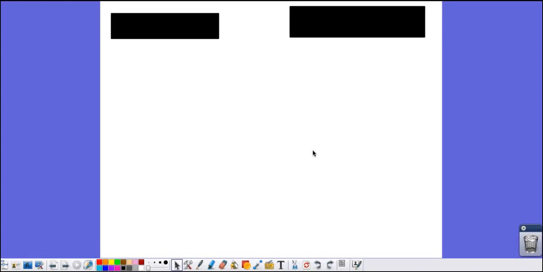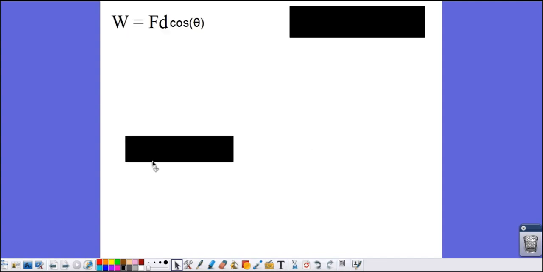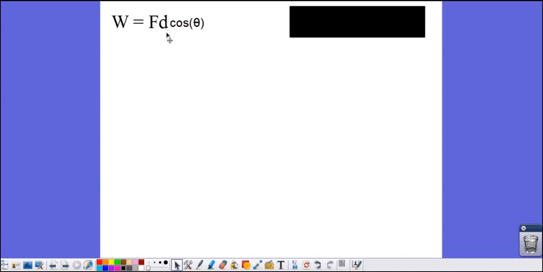All right, we're going to talk about the work kinetic energy theorem today, and what we're going to do is start off by reviewing what we know about work. We recently learned that work is equal to a force multiplied by the distance multiplied by the cosine of the angle between the force and the distance.